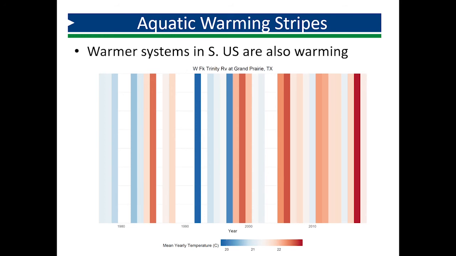So one of the things I was curious about, systems that are already warm, are they warming as well? Are they warming as rapidly? This is a much different system than one in Alaska. This is the West Fork Trinity River at Grand Prairie, Texas. So this is the southern U.S. And you can see a lot of evidence for increased warming there as well. You'll notice that the temperature range is much higher, from 20 to almost 23 degrees Celsius, which is much warmer than Alaska, obviously, but the warming trend is pretty uniform. Before the 1980s, we're at the lower end of that temperature range, and we're climbing in recent years.